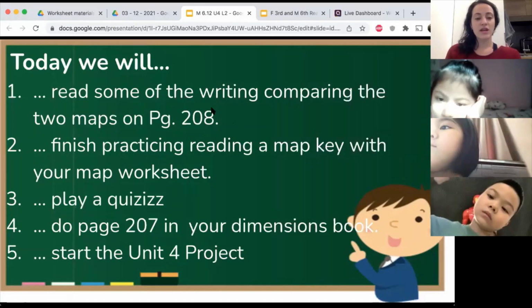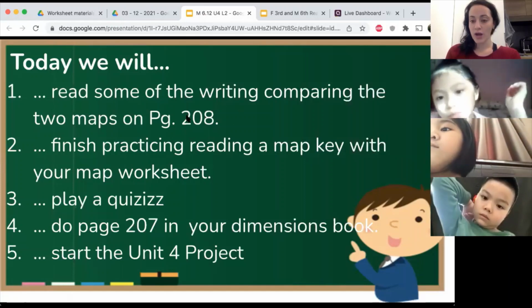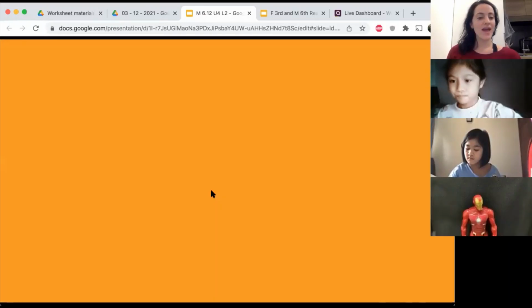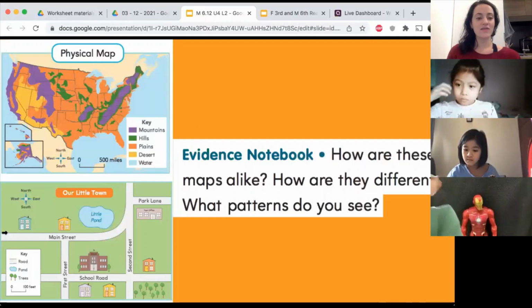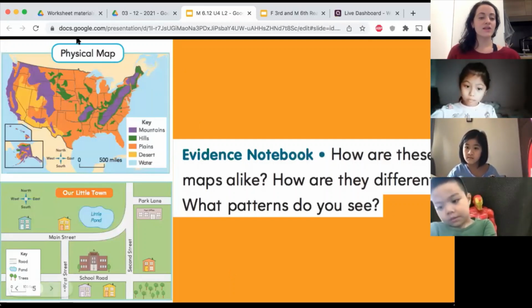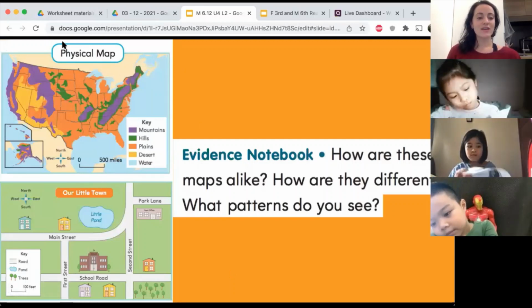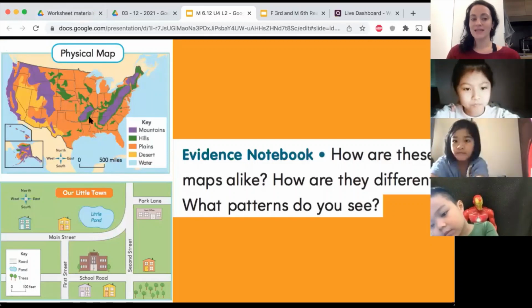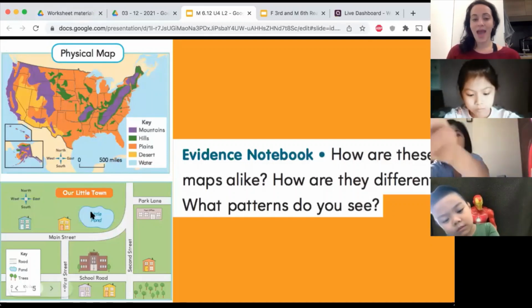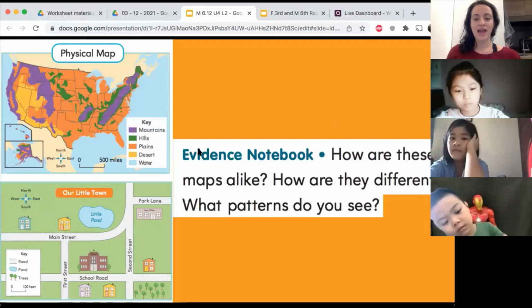So the first thing we're gonna do is check your writing homework from 208. Okay, so let's get started then. The first thing was checking your homework. These are the two maps. Physical map is a map of land in the USA. Our little town is the map of a town.